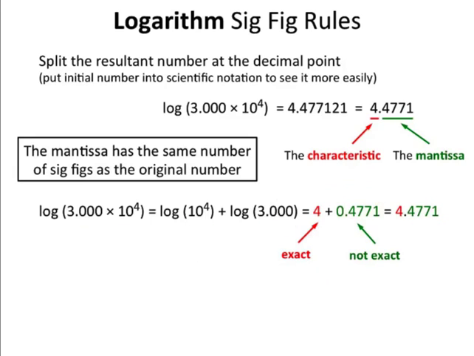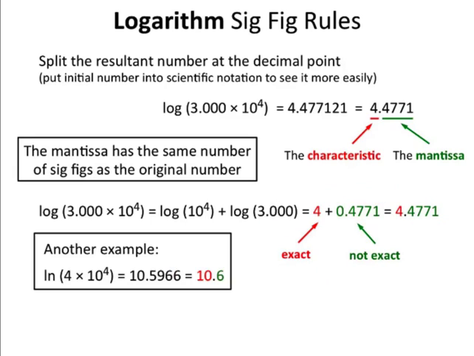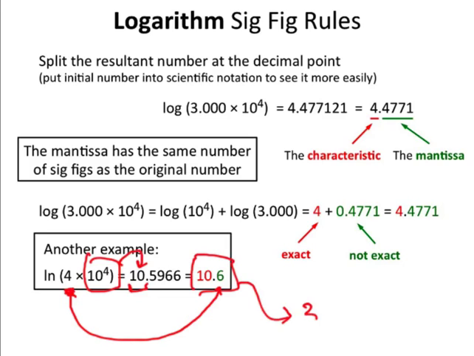All right, so that's logarithm sig fig rules. Another example, this works for natural log as well. If you have the natural log of 4 times 10 to the 4th, plug it in your calculator, you'll get 10.5966. Now, since there's only one sig fig right here, that means there's only one significant decimal place in your logarithm. The 10 comes from the fact that you're taking the natural log of 10 to the 4th, so this part here is exact. Now, going forward in your calculations, this thing will in effect have 3 sig figs. So it seems like you gained a couple sig figs, and you did, in effect.